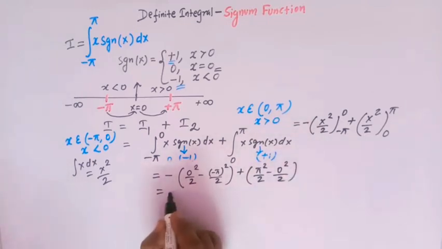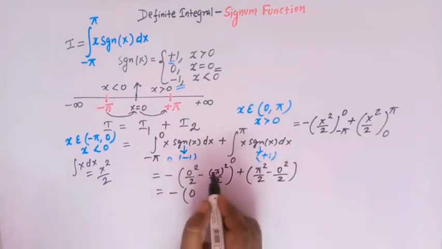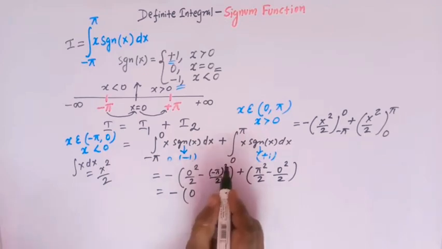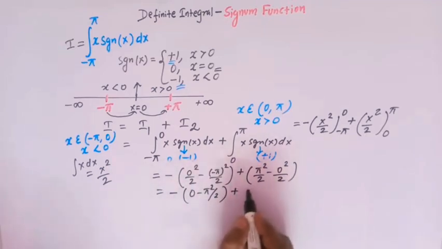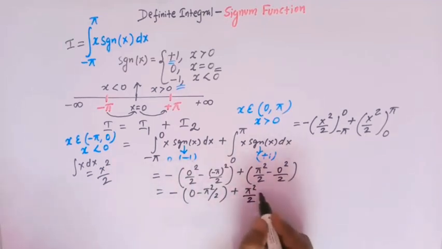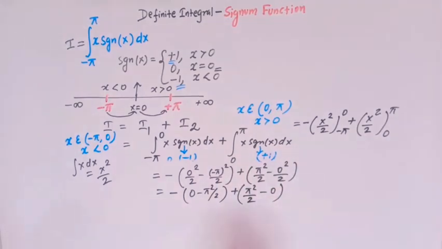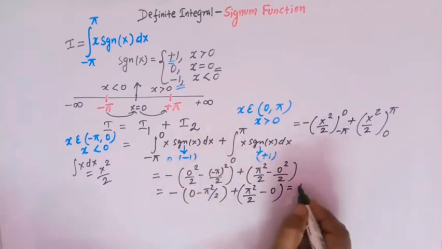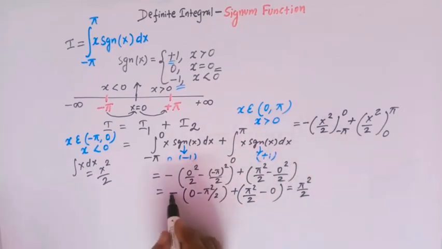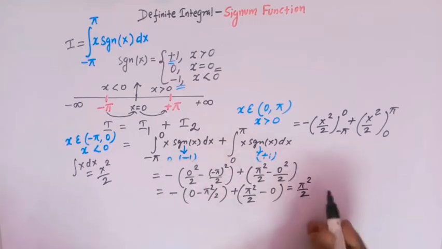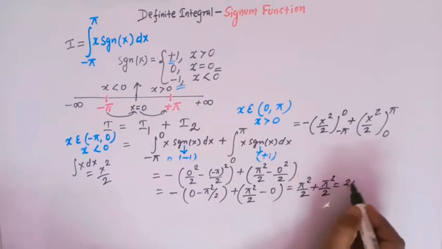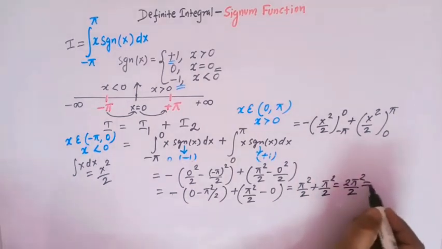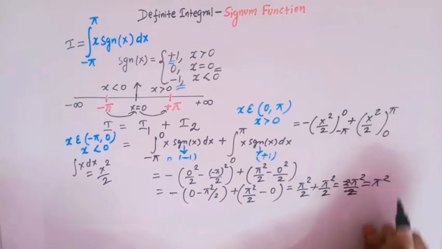So now this is minus, and here 0 minus pi square over 2 gives minus pi square over 2, and here we have simply pi square over 2 minus 0. Now this term becomes plus pi square over 2, because minus and minus becomes plus, and here we have pi square over 2, so this is 2 pi square over 2, that is pi square.